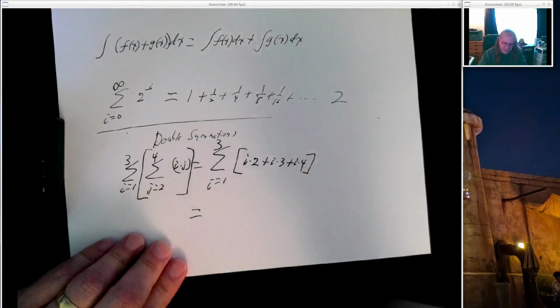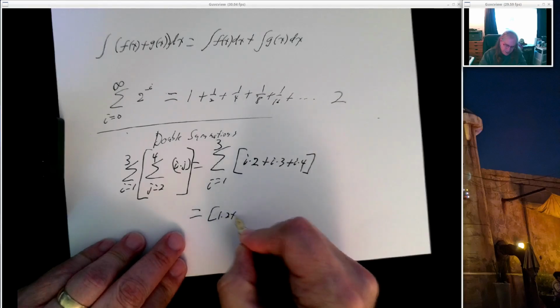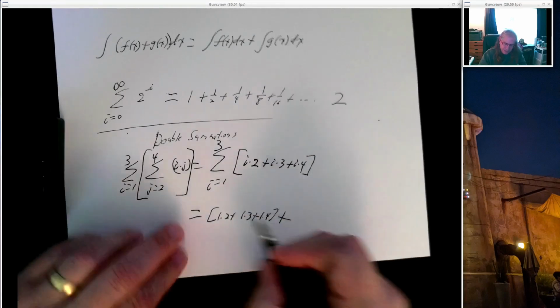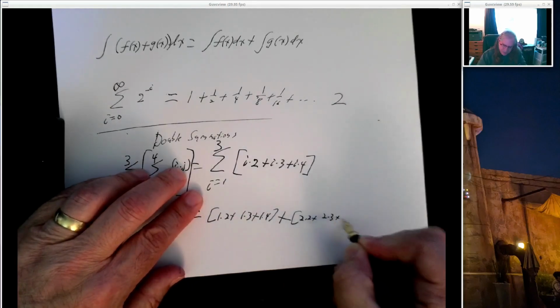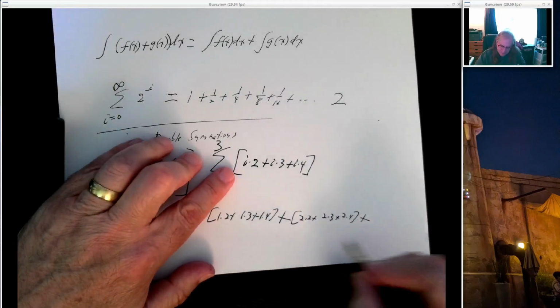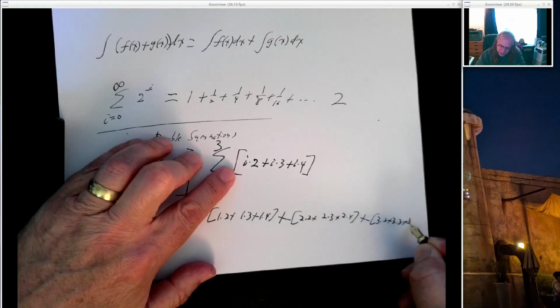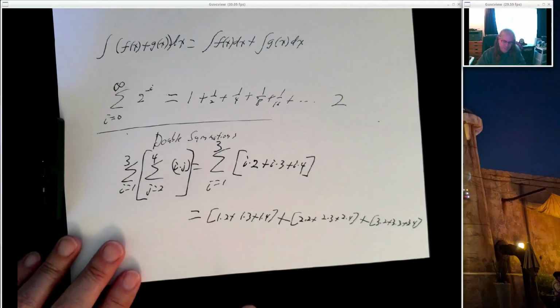And now I can do the same thing again. Set i equal to 1. This is 1 times 2 plus 1 times 3 plus 1 times 4. And then if i is equal to 2, this is 2 times 2 plus 2 times 3 plus 2 times 4. And then if i is equal to 3, this is 3 times 2 plus 3 times 3 plus 3 times 4. It's monotonous, but it's straightforward.